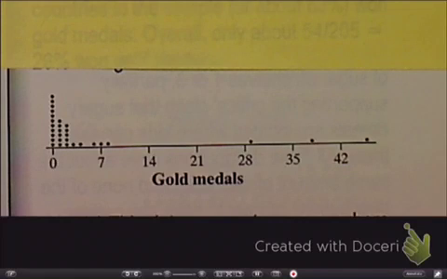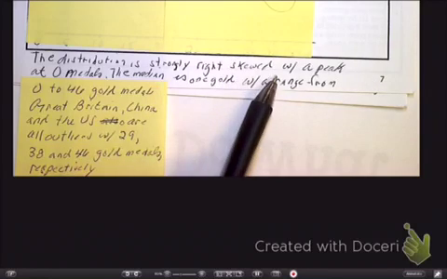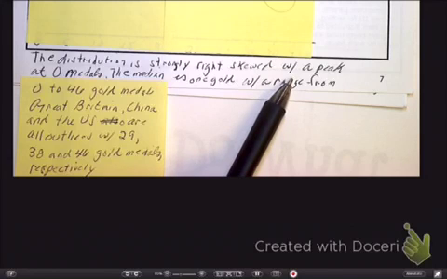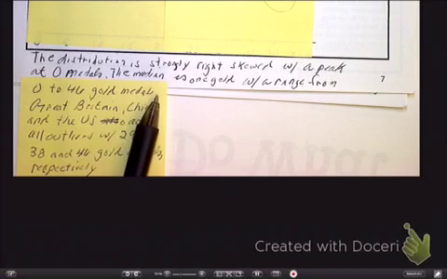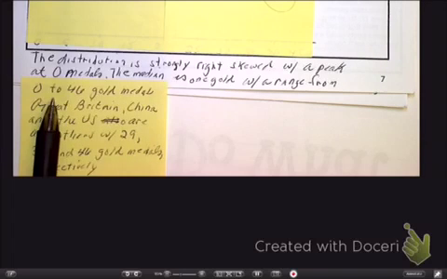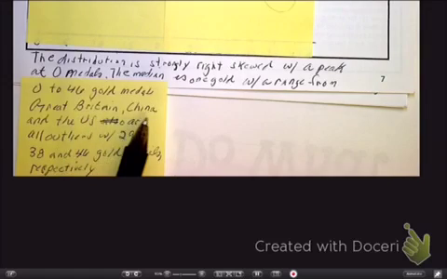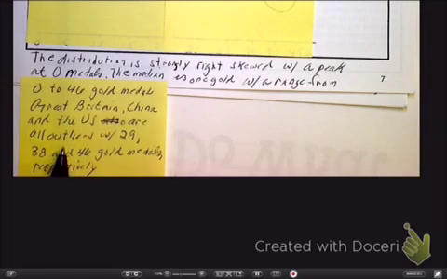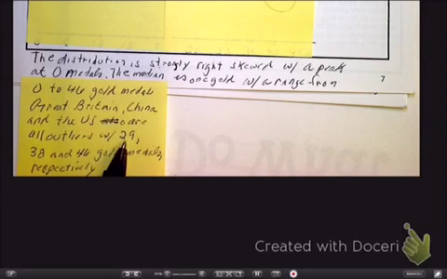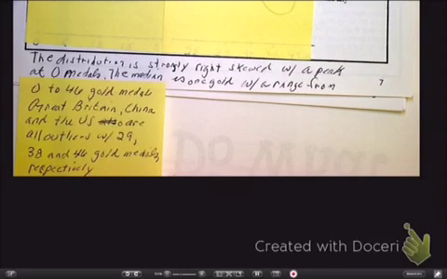Now the whole premise is we need to do the analyzing of the information. As I look here, the distribution is strongly right skewed. And yes, you saw that it peaked at 0 medals. The median appeared to be 1 gold medal, with the range going from 0 gold medals to 46, in which we had some obvious outliers of Great Britain, China, and the U.S., with their medals being 29, 38, and 46 respectively. There's your analysis.